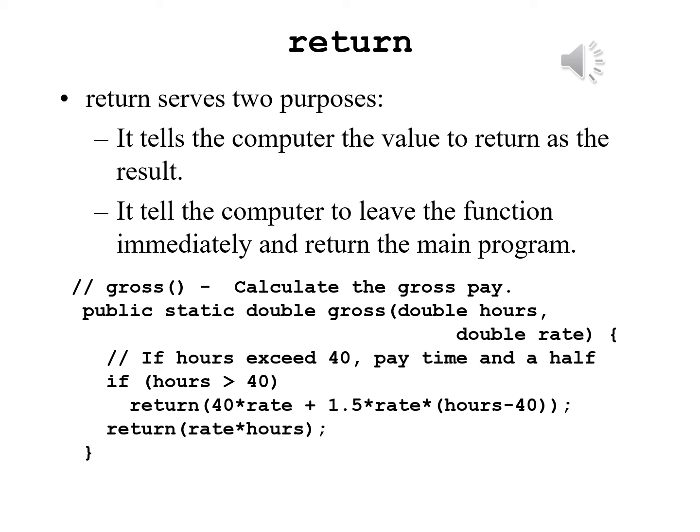You notice below in the method gross that this time, after I have if hours is greater than 40, return 40 times rate plus 1.5 times rate times open parenthesis hours minus 40 close parenthesis semicolon. Below it I have a simple statement, return rate times hours. I don't need the word else here because due to the return immediately after the if, were the expression true, there is no way that I would get to that final return.